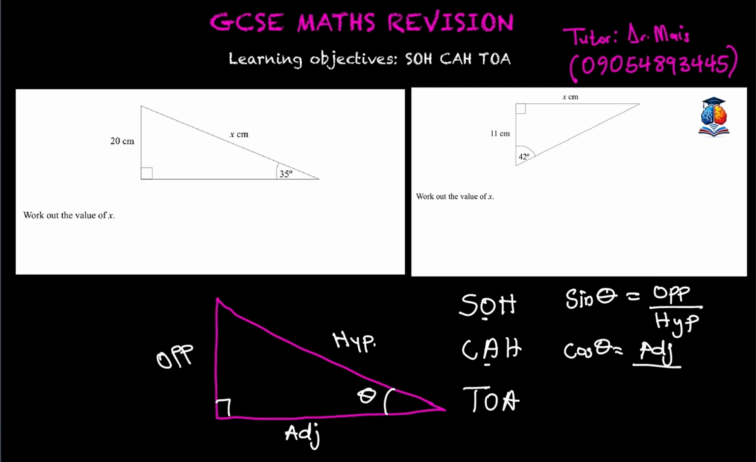And similarly TOA means tan theta. So the T means tan, O means the opposite, over the adjacent. So once you know this definition of Sohcahtoa, then your work is done. So the next thing is to answer the question simply. Now let's go back to the question and use this approach.